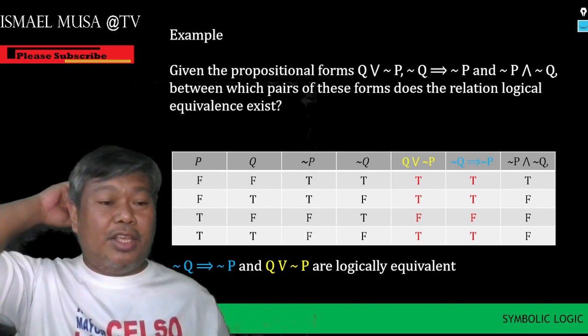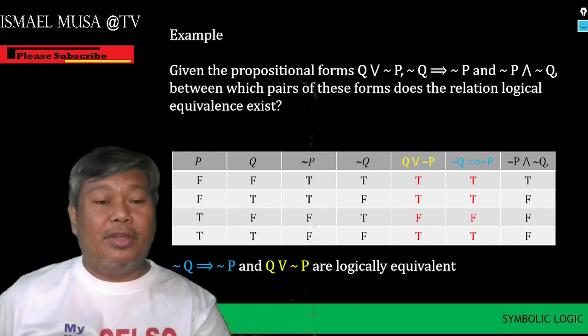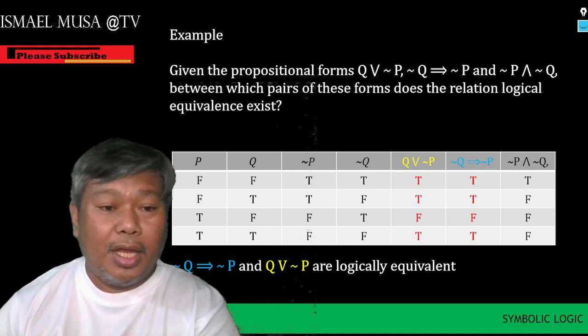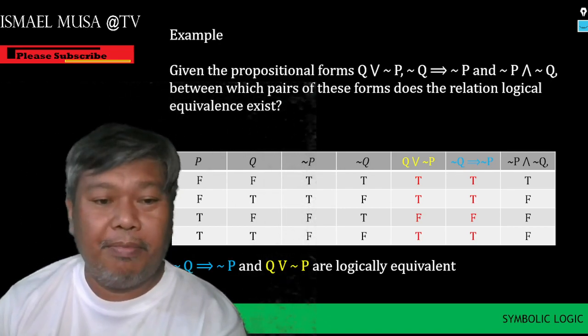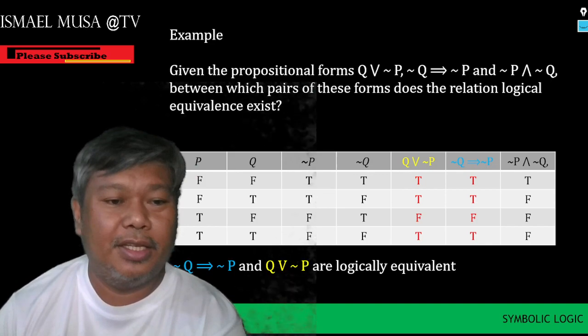Not Q implies not P, and Q or not P. Are they logically equivalent? Okay, try to see the truth table. So you have there not Q implies not P. Then you have the Q or not P. And we have also the P and not Q.